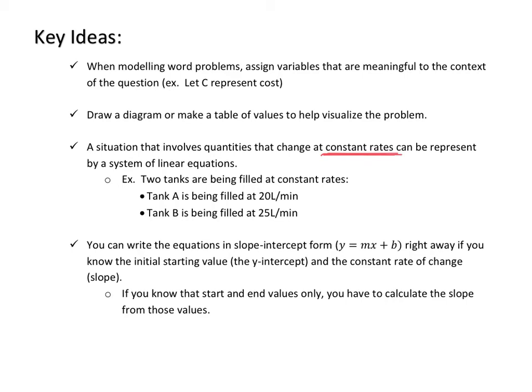And the last point is, you can write the equations of a linear relationship in slope y-intercept form, or y equals mx plus b, right away if you know the initial starting value in the situation, which is going to be your y-intercept, and the constant rate of change, which is going to be represented by the slope. If you know the start and end values only, and not the slope, you can use those start and end values to calculate the slope for your equation. And once you have the equations, you can then solve them by graphing, just like we did in Lesson 1.